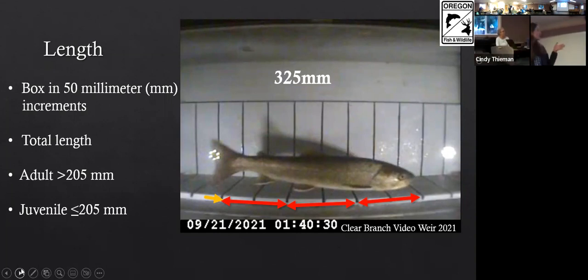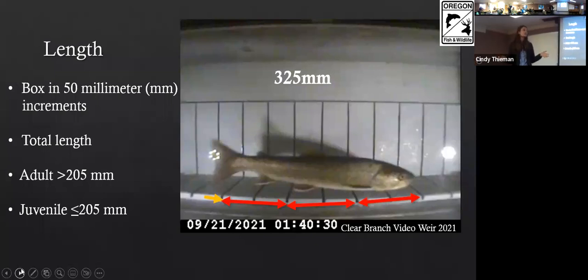As far as what we call an adult versus a juvenile, it's partially based on passage direction, so whether that fish is leaving the reservoir or entering the reservoir, but the best metric is length. So we call adult fish over 205 millimeters, so approximately 8 inches, and we identify juveniles as less than 8 inches.